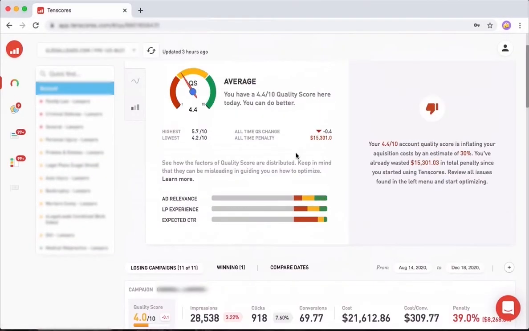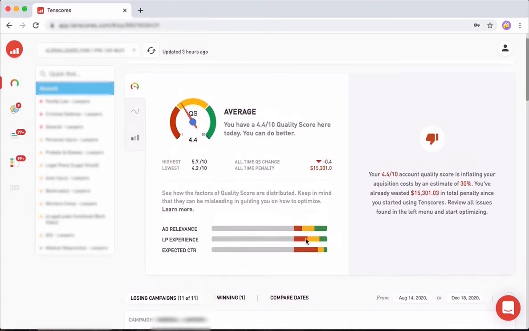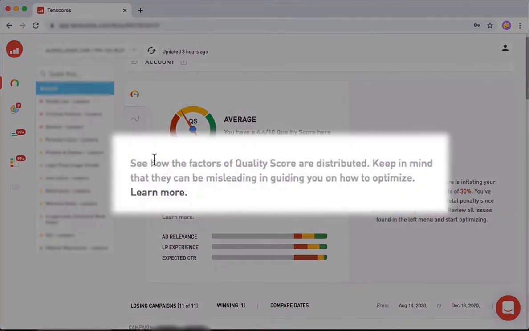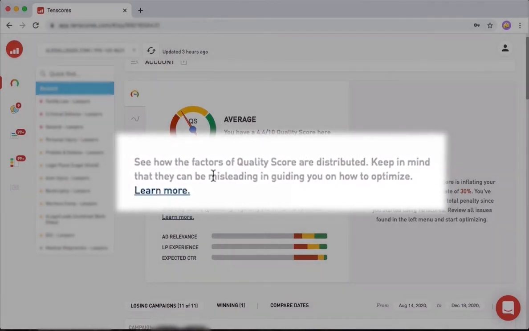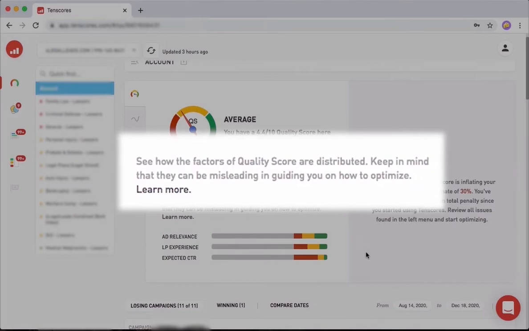Now, in this particular case, how would I interpret this data? Where there is red is where the problems are, according to Google, when it comes to the factors at least. In this case, we have an expected CTR problem. So the click-through rate on this account is not that great. Landing page experience a bit, and ad relevance a little bit less. Now, read the text here. It says, see how the factors of quality score are distributed. Keep in mind that they can be misleading in guiding you on how to optimize.